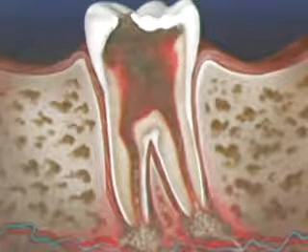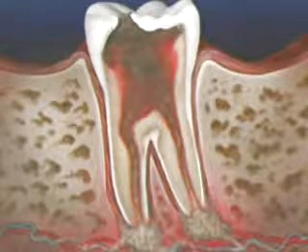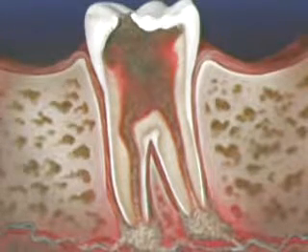An infection that has reached the pulp or underlying bone may also cause serious illness by spreading to other parts of the body through the blood vessels in the pulp or the jawbone.